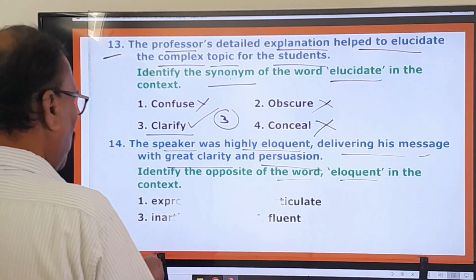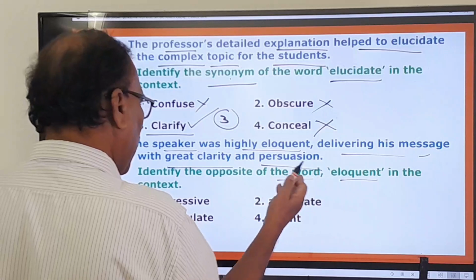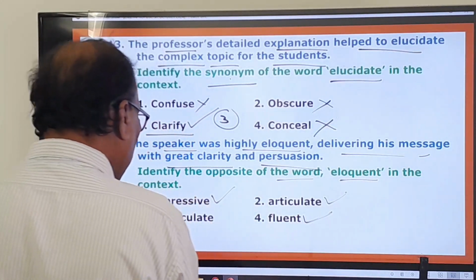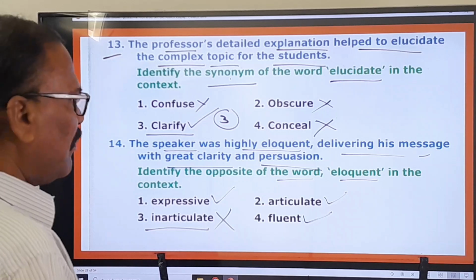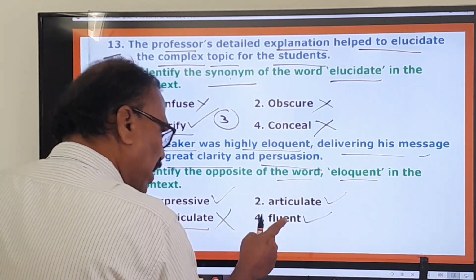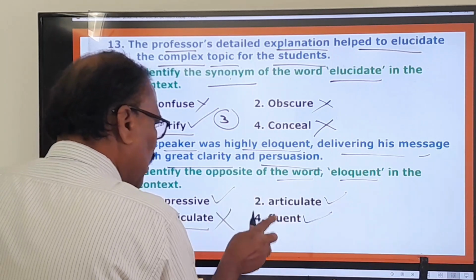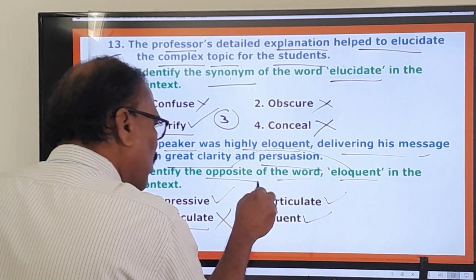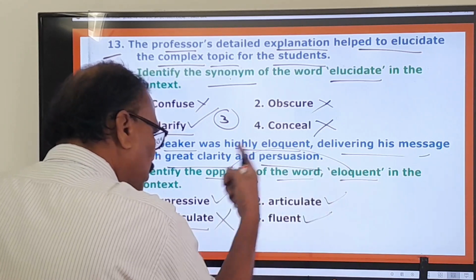What is the opposite of eloquent? Eloquent means expressive, articulate, fluent. That means these three are the synonyms of this word. But he is asking you for the opposite, or the antonym, of this word. What is the antonym of this?